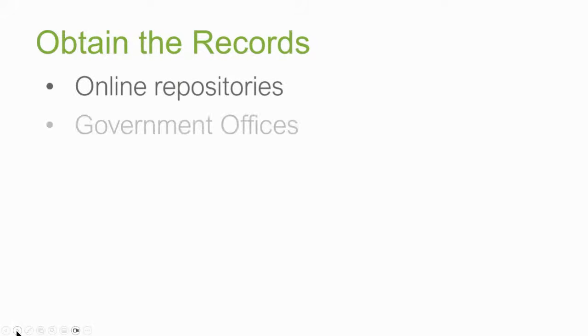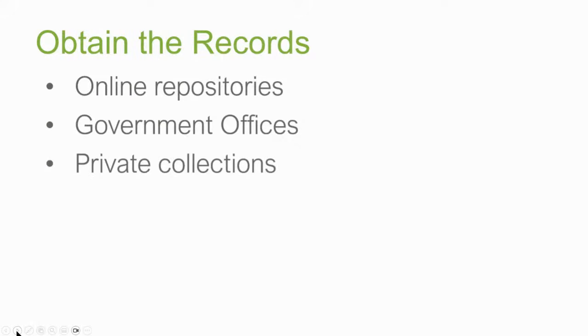Once you have decided what records you want to search, you need to obtain those records. They can be held in various places, like online repositories, such as free and commercial websites, government offices like courthouses and state archives, private collections like church and university libraries, and in books and periodicals that may be available for purchase or at your public library.